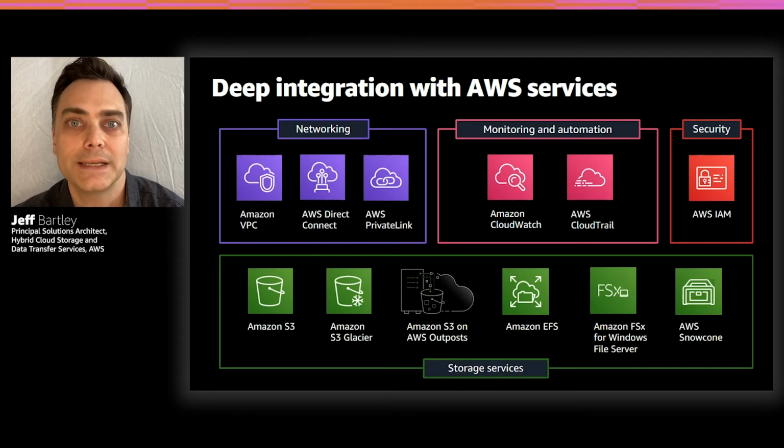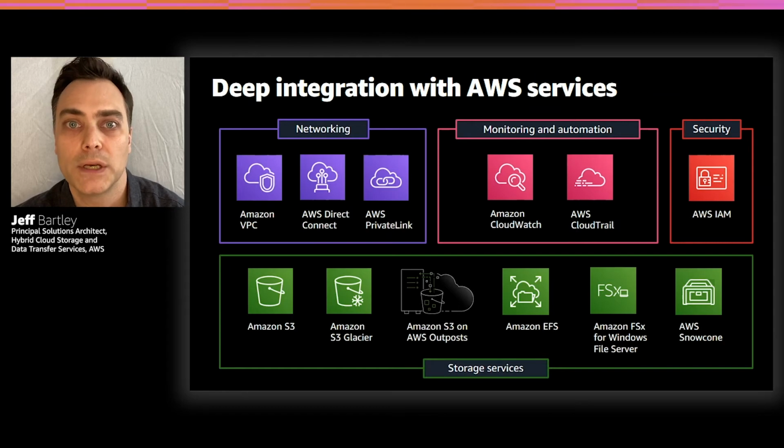So as I mentioned, DataSync integrates with a lot of our AWS services, whether it's on the networking side with VPC endpoints or PrivateLink. DataSync can work over Direct Connect. From a management and monitoring perspective, we integrate with CloudWatch and CloudTrail. And then we also use IAM for securing access to resources.